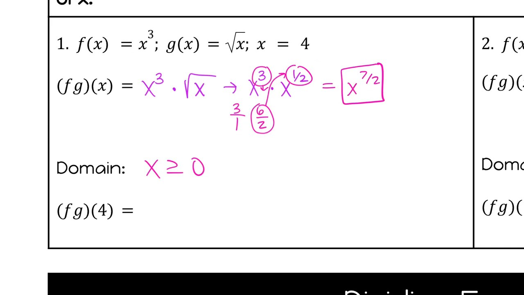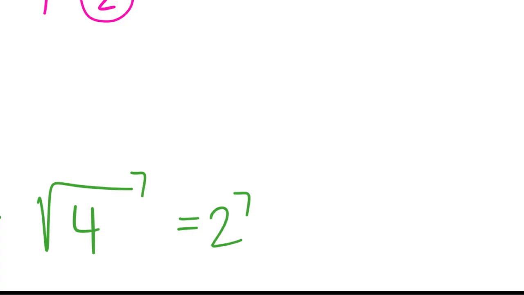And finally, let's evaluate it. We're plugging in 4. So we're going to have 4 to the 7/2, which is the same thing as the square root of 4 to the 7th power, which is 2 to the 7th power. And you might need a calculator for that one, but it's not too bad. You're just doing 2 times itself 7 times, and that would give us 128.